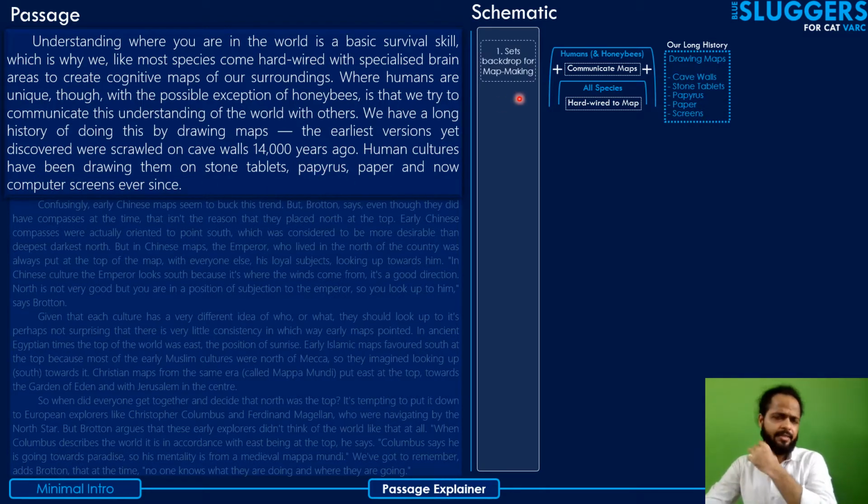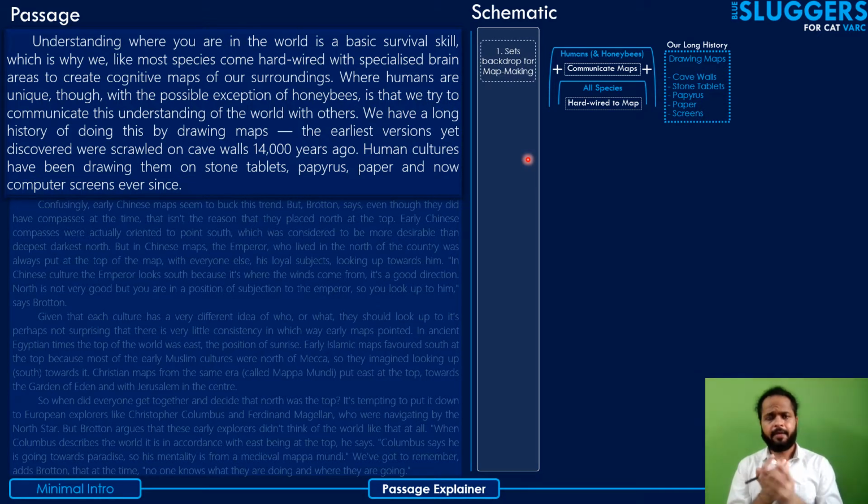So, guys, what the author has done in this paragraph is basically set up the backdrop for the discussion he'll carry on in the upcoming paragraphs about map making, and that's what we can infer so far. He starts by discussing how the knowledge of your location, of where you are, is a basic survival skill, and for the same reason all species are hardwired and have specialized brain areas dedicated to creating cognitive maps of their surroundings.